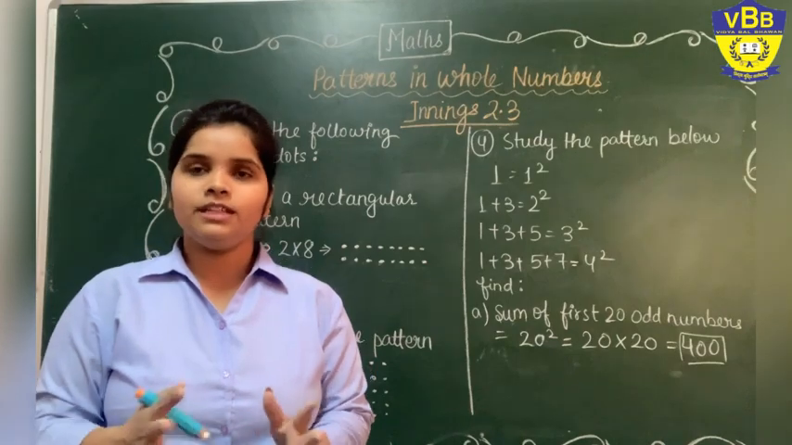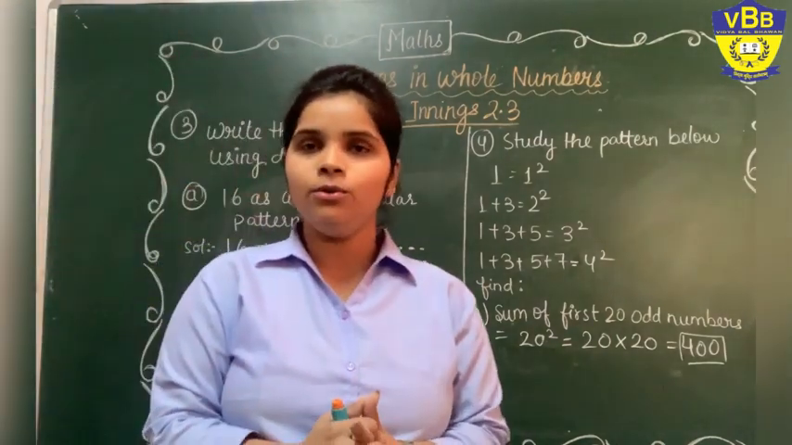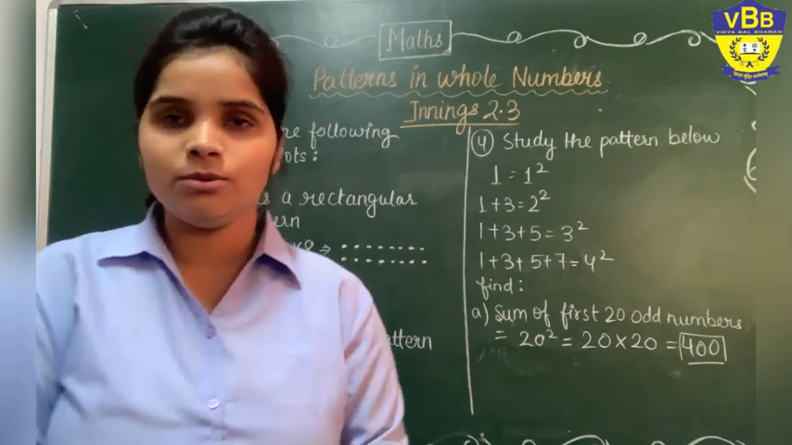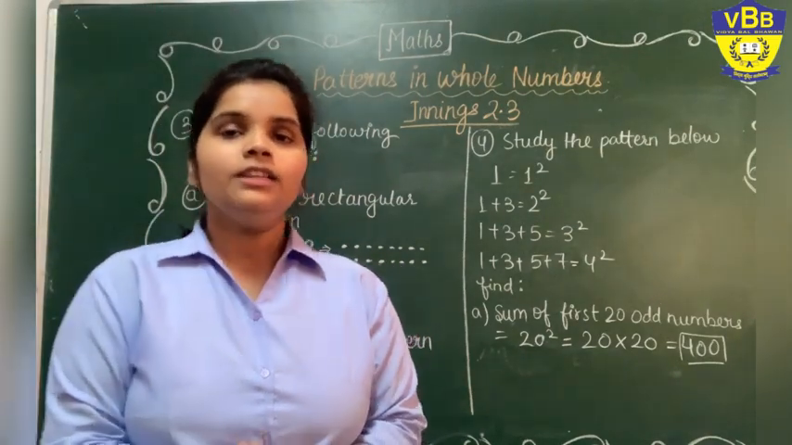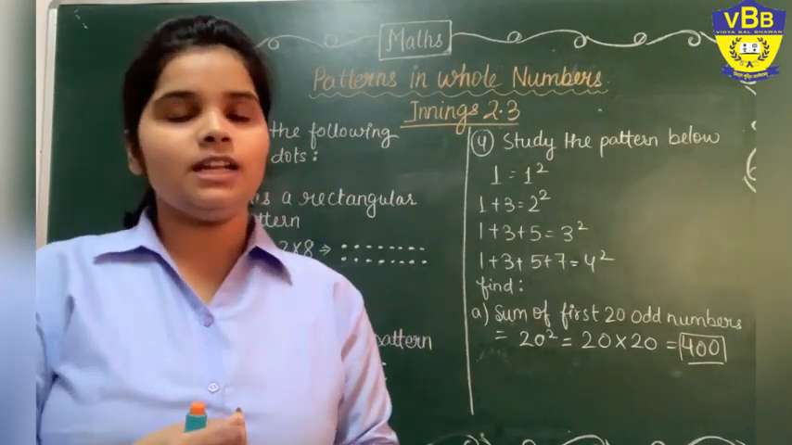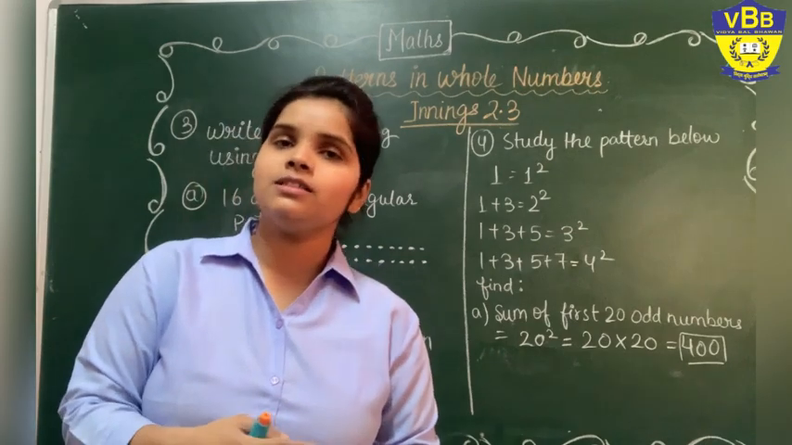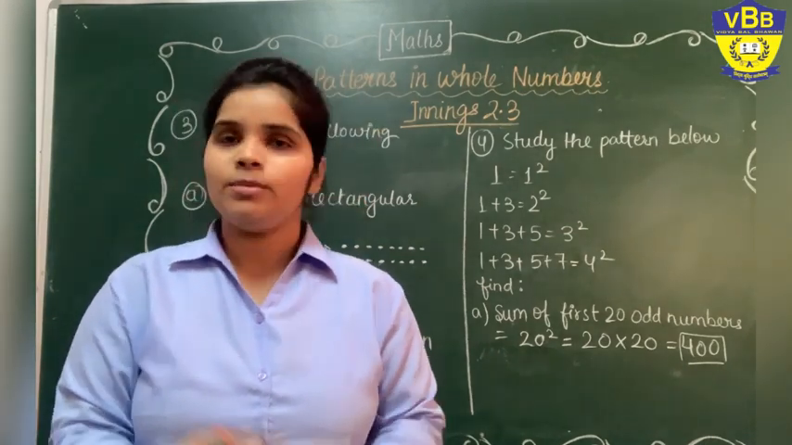So that's it for today. We have done the patterns in whole numbers. We have solved some of the questions related to it. You need to know which whole number can be represented as a line, which one can be represented as a triangle, as a square, as a rectangle. Practice at home.